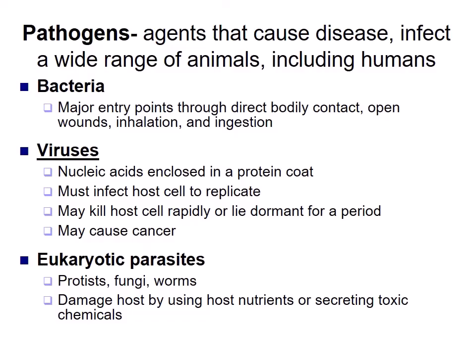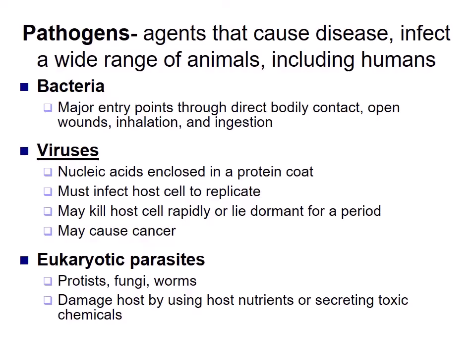So pathogens that infect animals include bacteria. Their major entry point is through direct bodily contact, like open wounds, inhalation, and also ingestion. And then you've got viruses. Viruses, at the most simple form, have a nucleic acid and a protein coat. Some of them have an envelope as well.